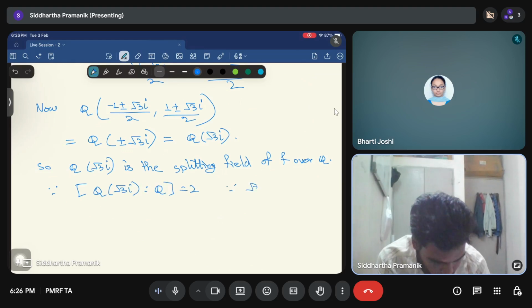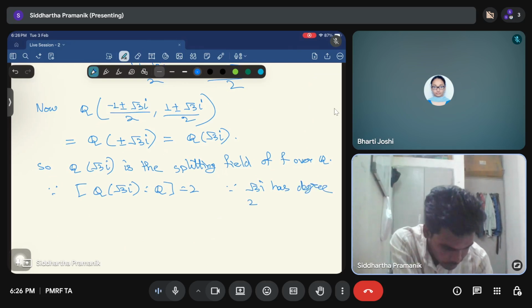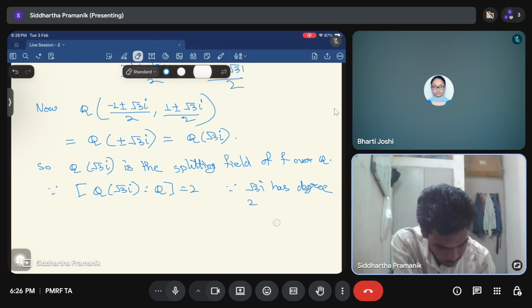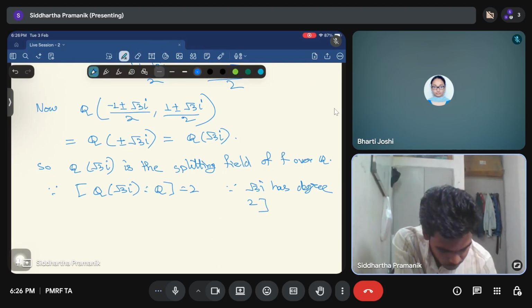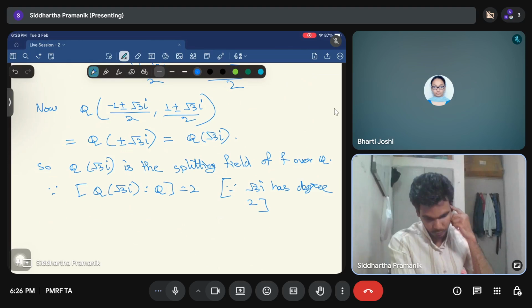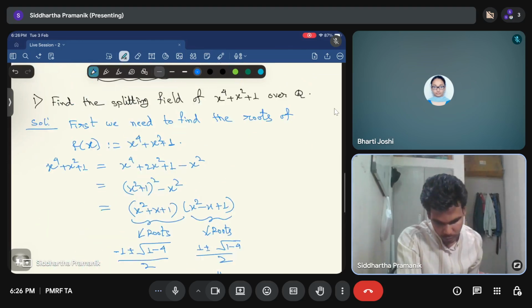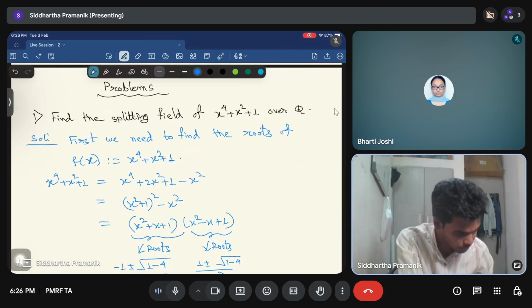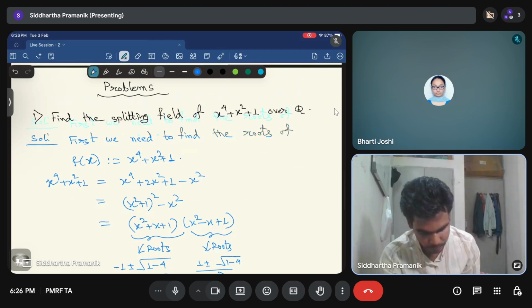because root 3i has degree 2, as it satisfies the polynomial x square plus 3. You can check that thing easily. So this is about splitting fields. Now let's do something on the group characters.